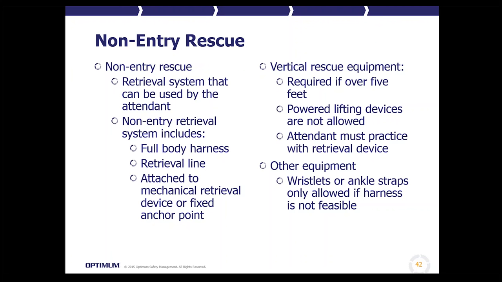There's other equipment out there like wristlets or ankle straps that can be used in the event that a guy's working at a pipe. You certainly don't want to have something hooked onto a D-ring on their back, and then you begin pulling on that and you fold them in half while you're trying to get them out of a pipe. So maybe wristlets or ankle straps. Again, we're back to our pre-planning. Know ahead of time what's going to work for any confined space.